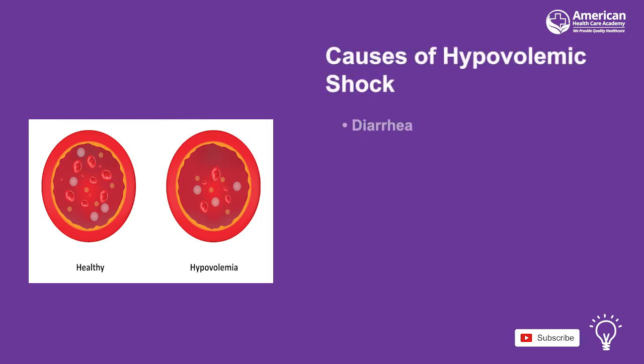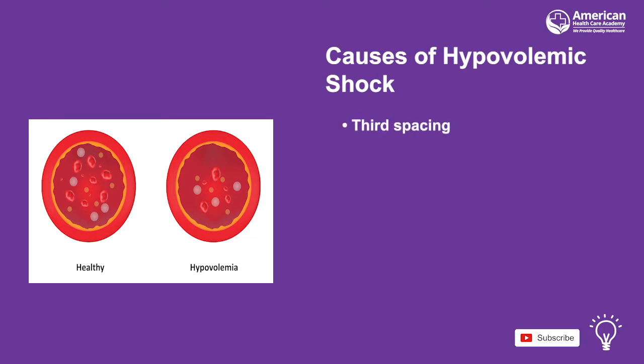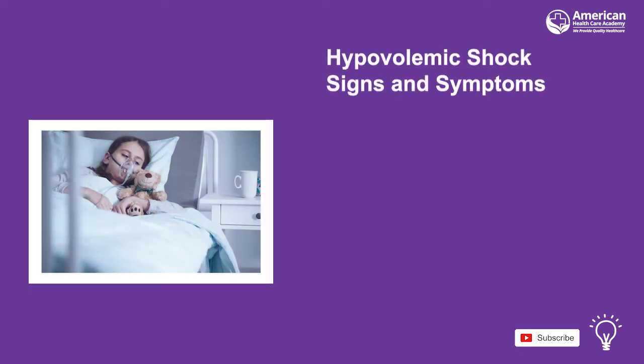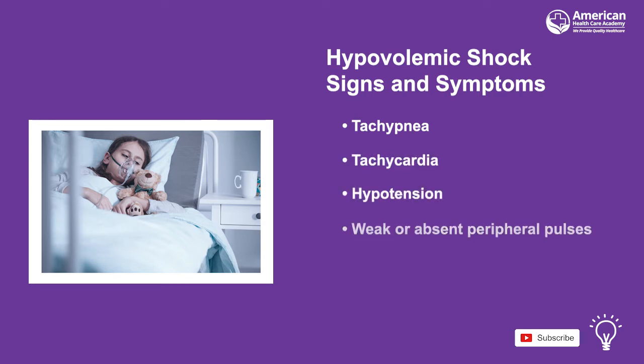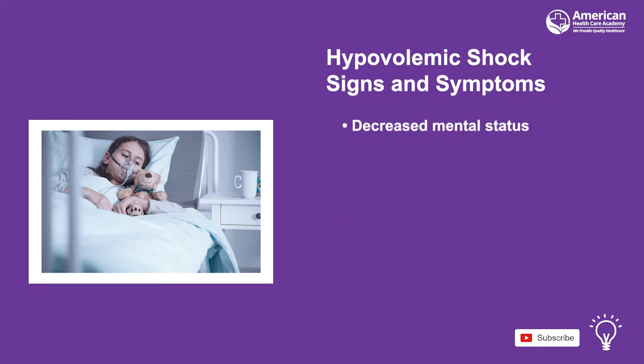Hypovolemic shock can be caused by diarrhea, vomiting, decreased fluid consumption, osmotic diuresis, fluid accumulating in extracellular space known as third spacing, burns, or hemorrhages. Children experiencing hypovolemic shock may show the following signs: tachypnea, tachycardia, hypotension, weak or absent peripheral pulses, normal or weak central pulses, cool or cold pale skin, decreased mental status, low urine output, or delayed capillary refill.